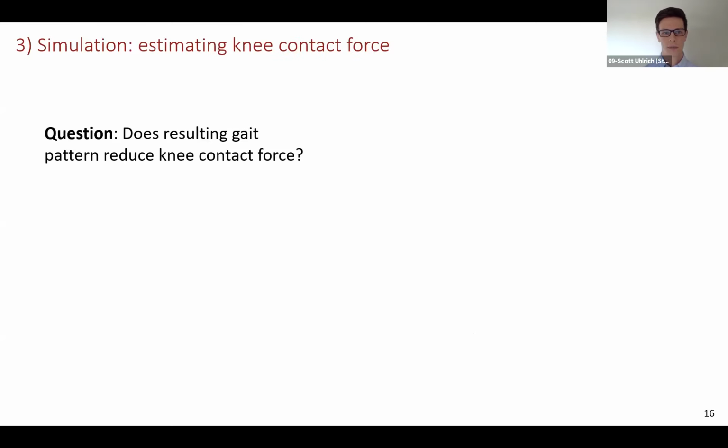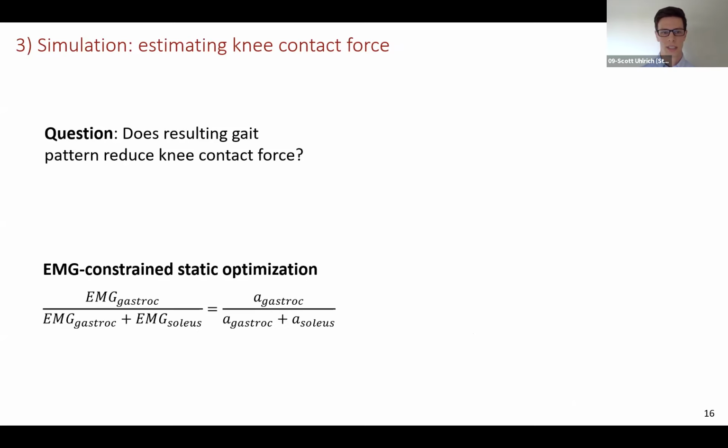So we then moved back to simulation to answer the question if the resulting gait pattern reduced the second peak of knee contact force. We simulated the experimental data using EMG-constrained static optimization with a cost function that minimized the sum of activations squared and a constraint that made sure that the activation ratio in the simulation matched what we measured from EMG.